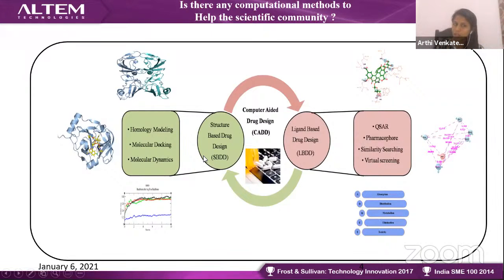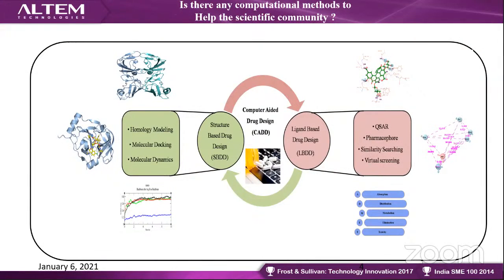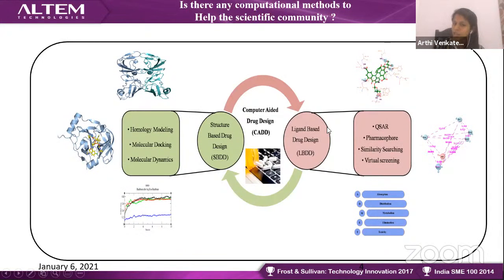In structure-based drug design, there is something called homology modeling. Homology modeling is nothing but you have your protein structure and you want to predict that protein structure. So you will be modeling your protein structure, and after that you will be performing molecular docking study and then molecular dynamic study. This is one of the structure-based drug design approaches. In ligand-based drug design, you will be having QSAR, pharmacophore, similarity searching as well as virtual screening.